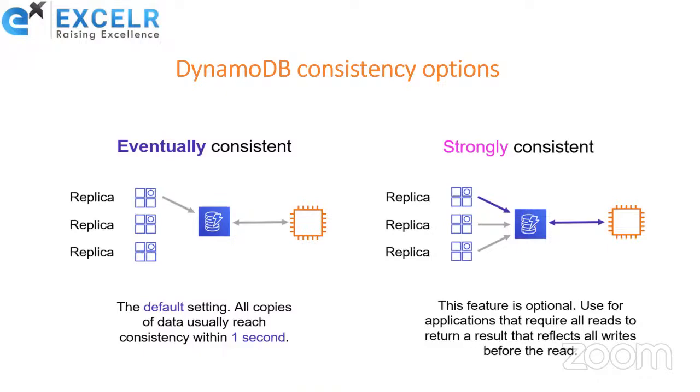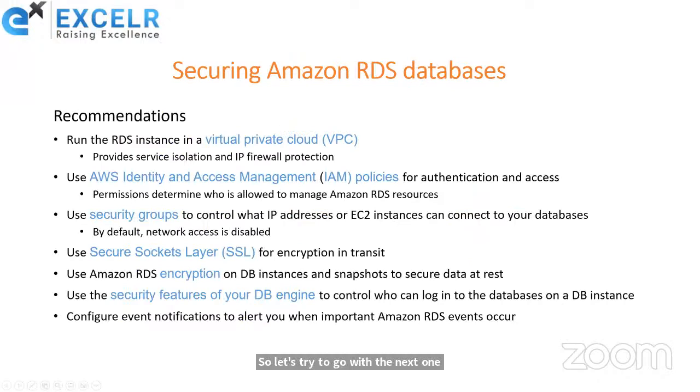So let's go with the next one. This is about securing an Amazon RDS database. What are the different types of recommended options?